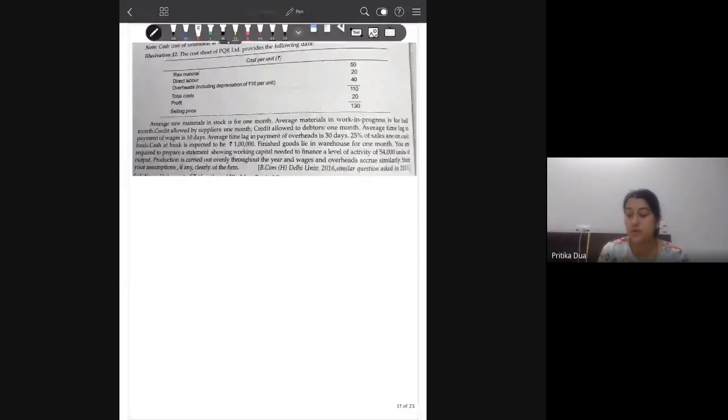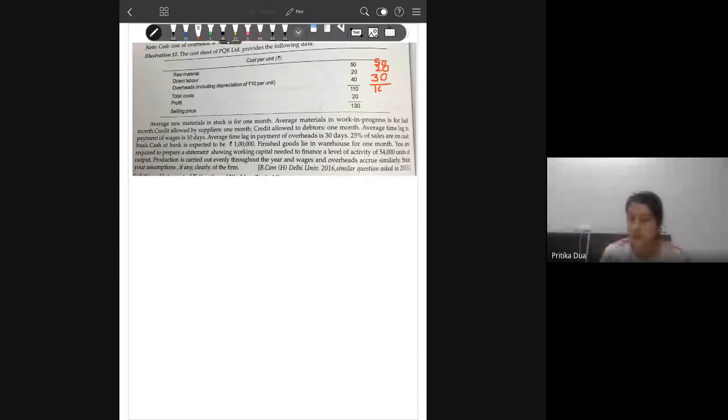Now in the question you are given that the raw material cost is 50 per unit, labor cost 20, overheads including depreciation is rupees 40. And as told earlier, depreciation is a non-cash expense, so it is not considered here. We take the overheads to be 30, and your total cost of production will now come to rupees 100. Then you are given a profit of 20 rupees on the total cost, and the selling price as 130. So let's start with the question.